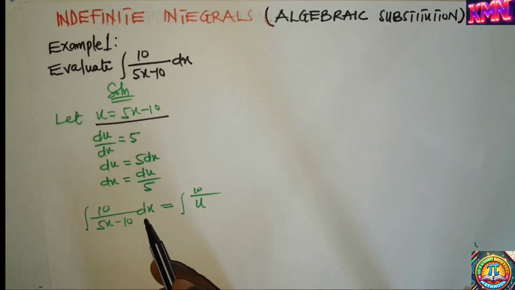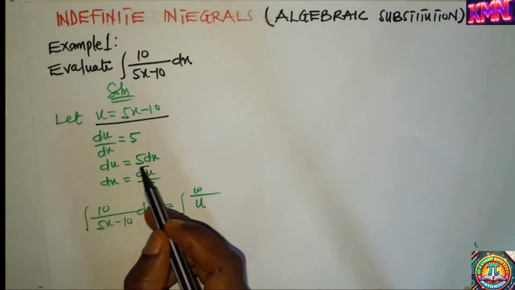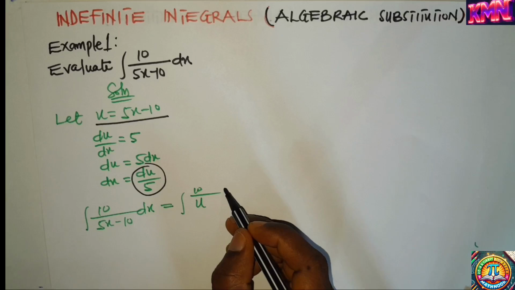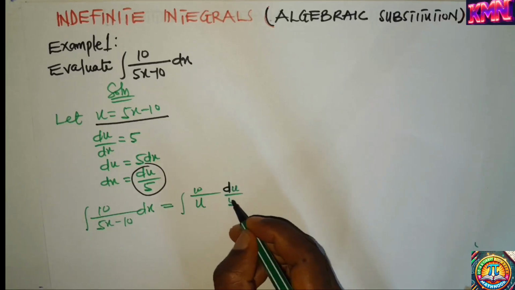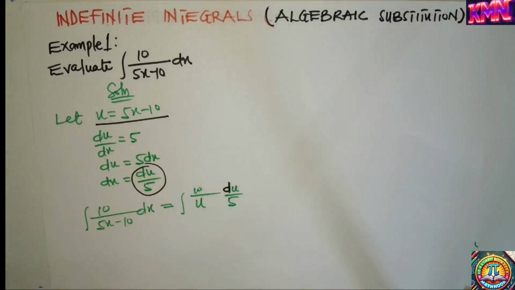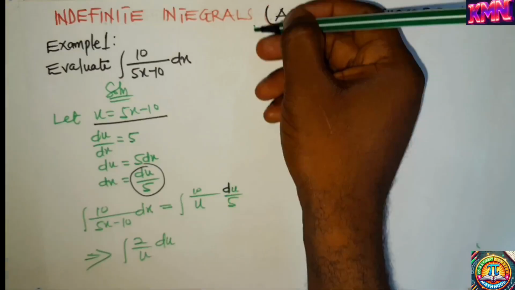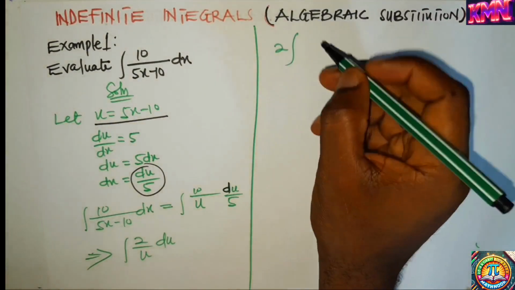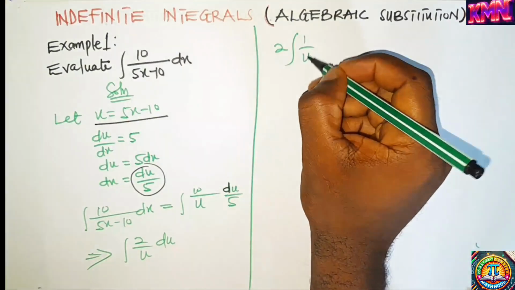And we were able to find dx. Now dx is du on 5. So we place that du on 5. So now everything is in terms of u. Let's write it well. The 10 and 5 simplify to 2. So we are going to get the integral of 2 on u du, of which we can factor the 2 out. So we are going to get 2 times the integral of 1 on u du.